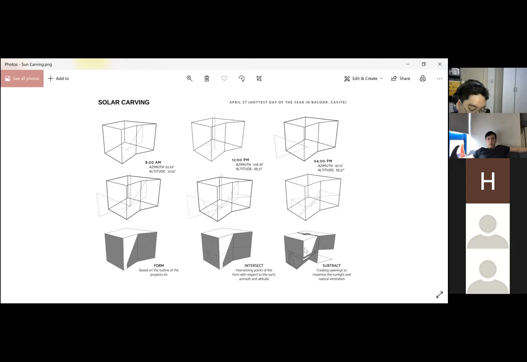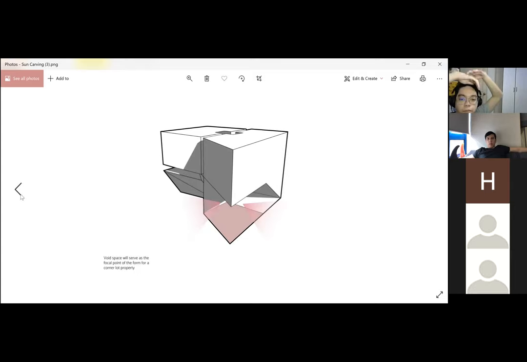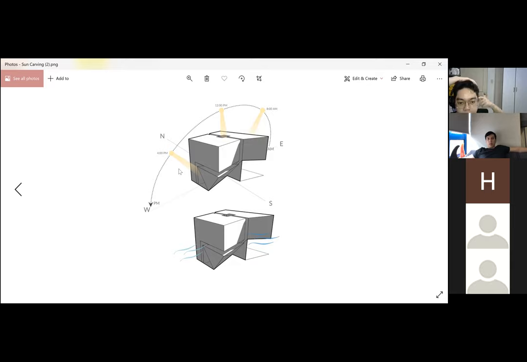Then, nag-create lang po ako ng opening para ma-maximize yung time. Parang ang nangyari is may specific na opening for the time that I choose. Then, sa gitnang area din po, may opening para sa more natural ventilation, since yung site ko sa likod niyang park is medyo open space po siya.